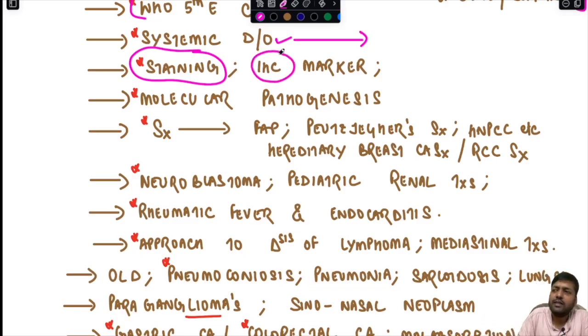Similarly, IHC markers, for example Ki67, they have given. Any of the IHC markers or cytokeratin they have given. So they can give these as short notes also.